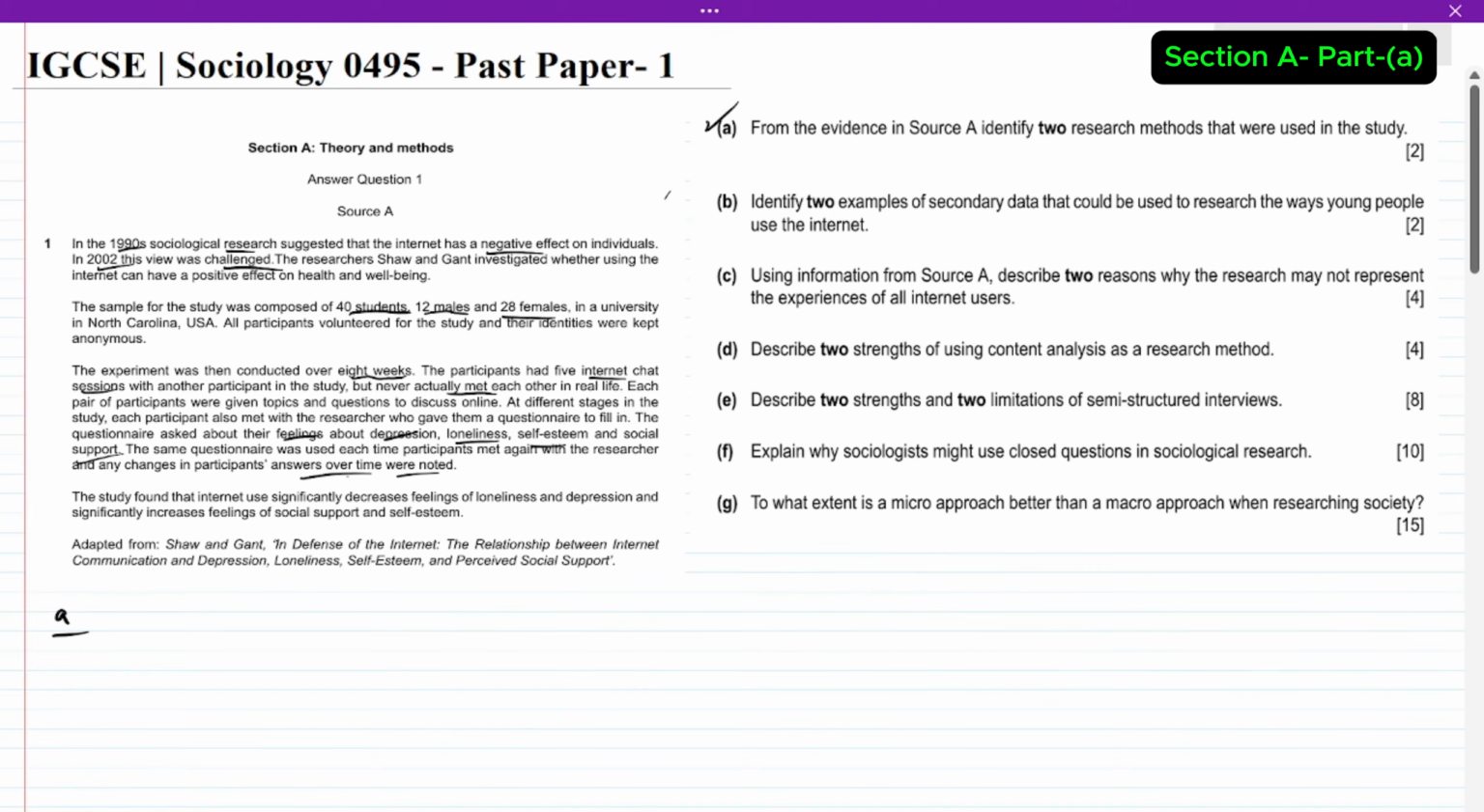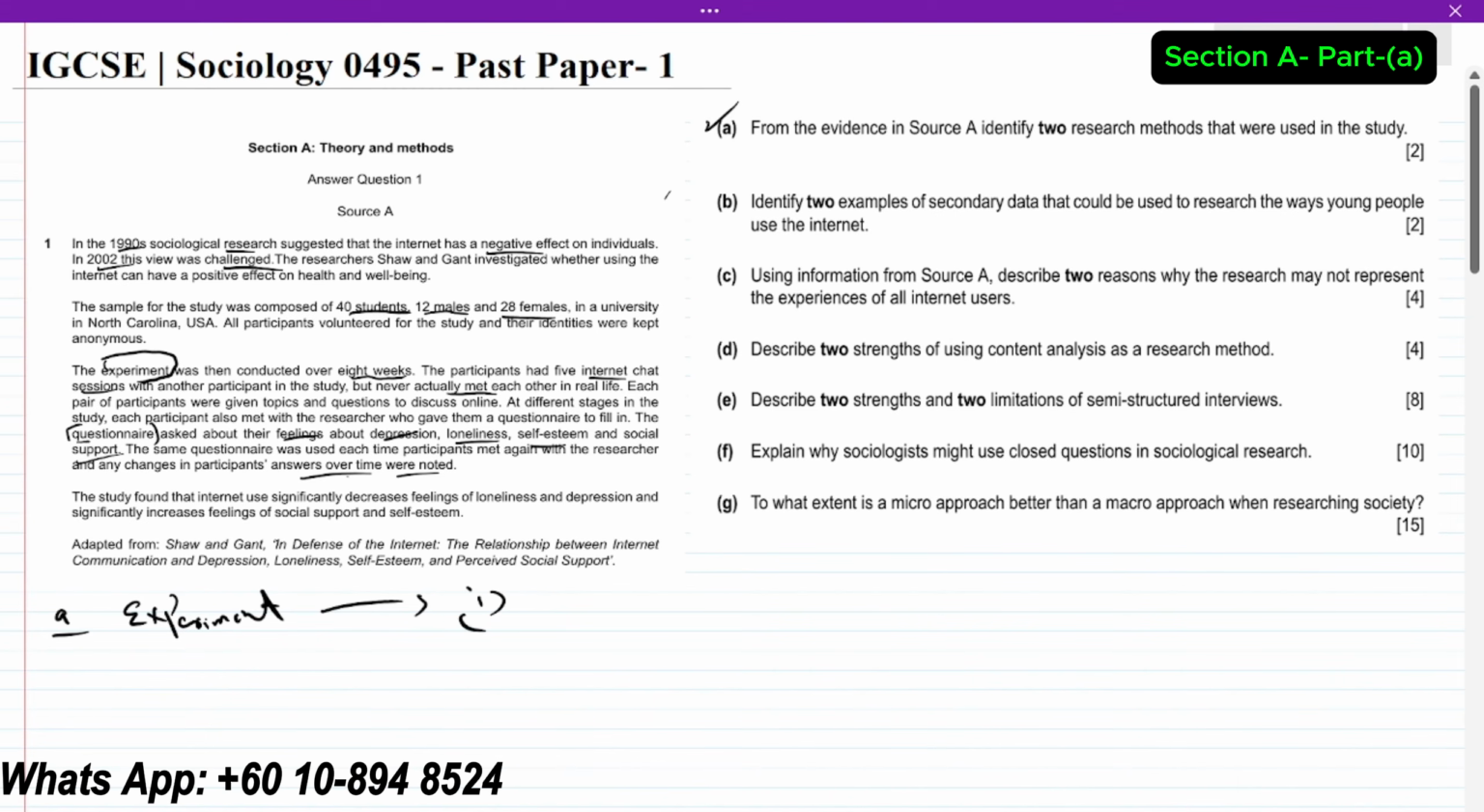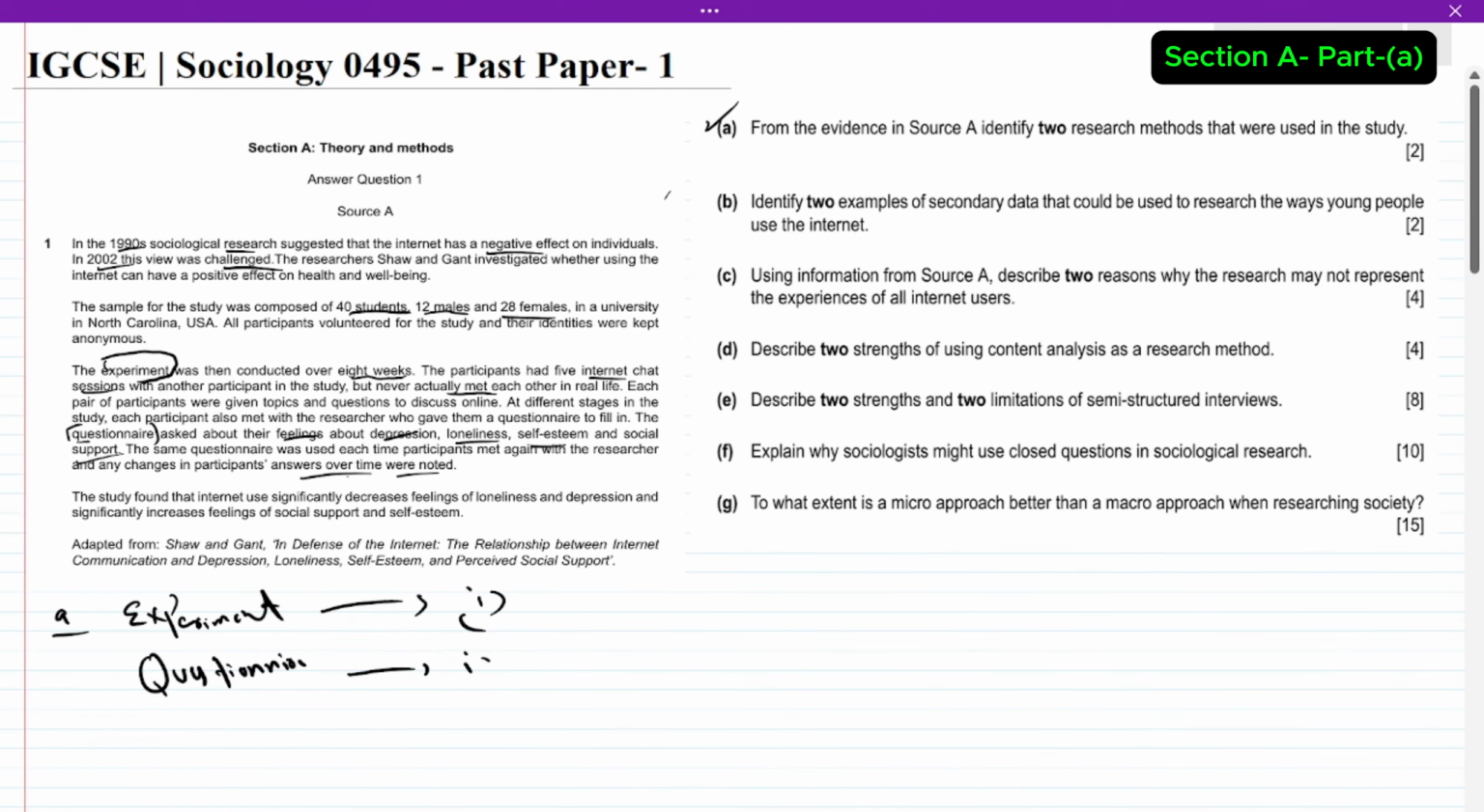This is section A, and in section A we are attempting part A. Now we have to give the evidence from source A of what sort of research method they have used. If you see, the first method they have used is this one. Clearly you can see the experiment, and the second one, they used questionnaires to collect the data. So this is something that you can highlight clearly. You might write it as the experiment. This identification will give you 1 mark, and number two, they used questionnaires. Again 1 mark. So this is how you can get 2 marks in section A.